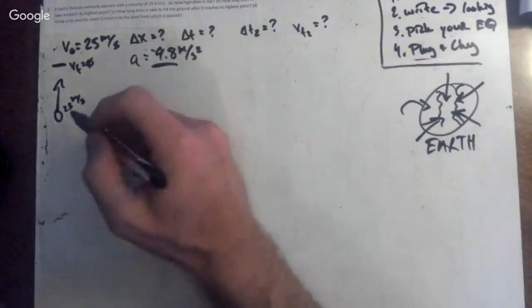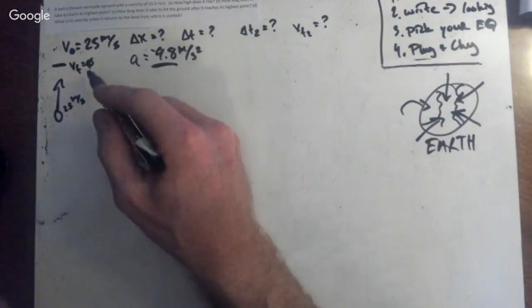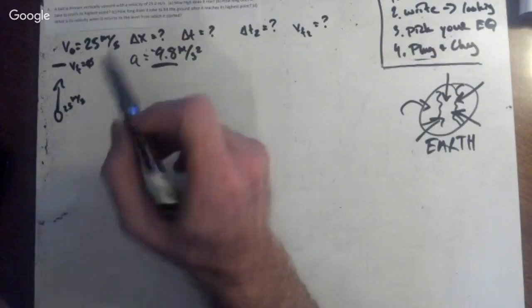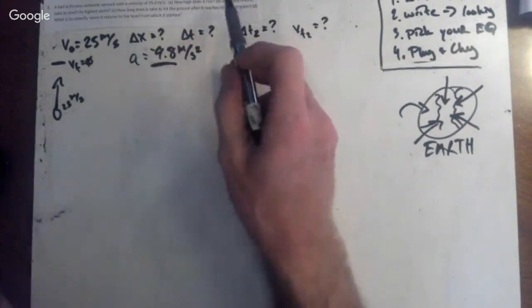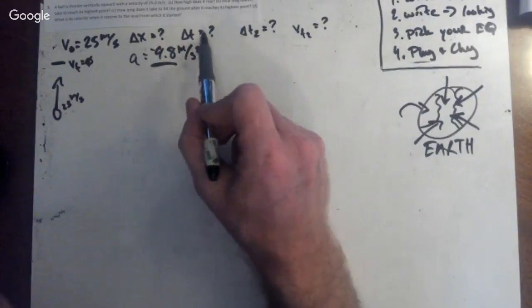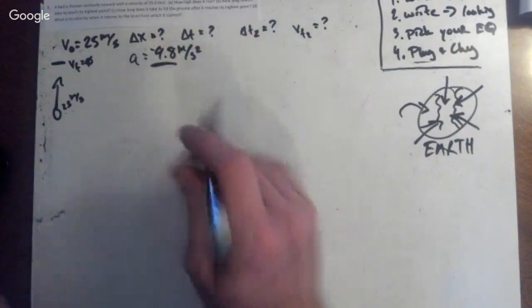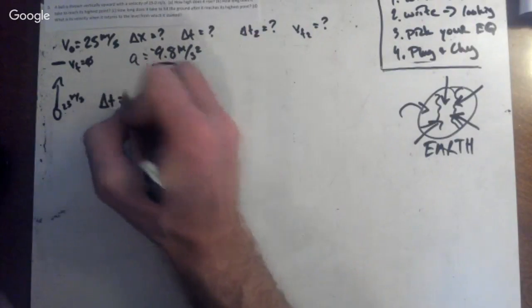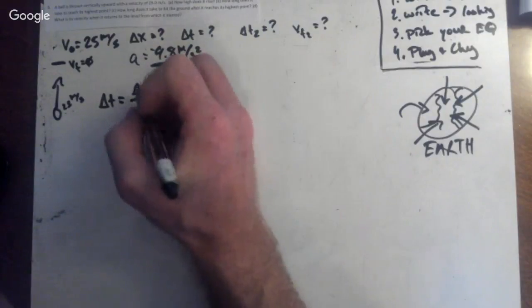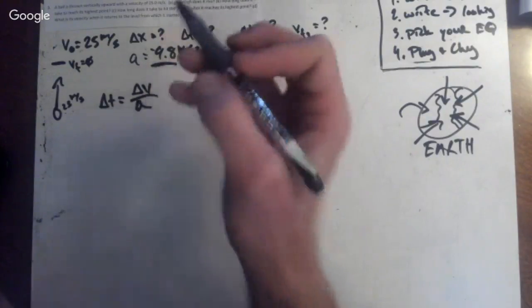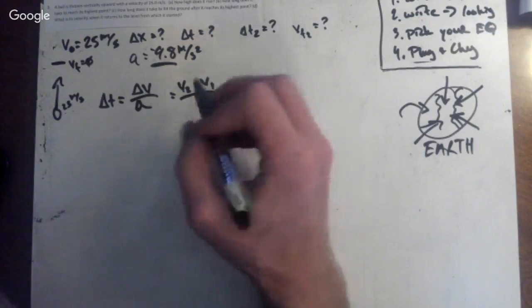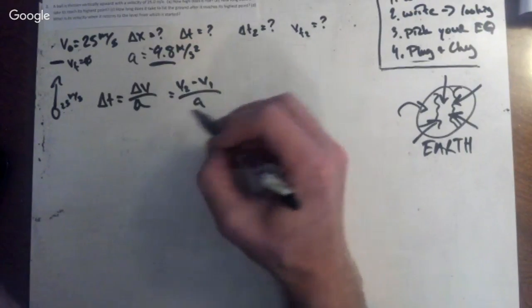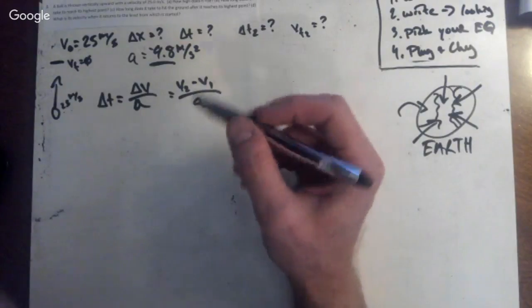So we're given an initial velocity. We deduced our final velocity and our acceleration. So let's go ahead and start off. I actually want to start off calculating this time right here because it's the easiest. So delta t is equal to our change in velocity over our acceleration. Okay, v2 minus v1 is delta v, and acceleration is acceleration.